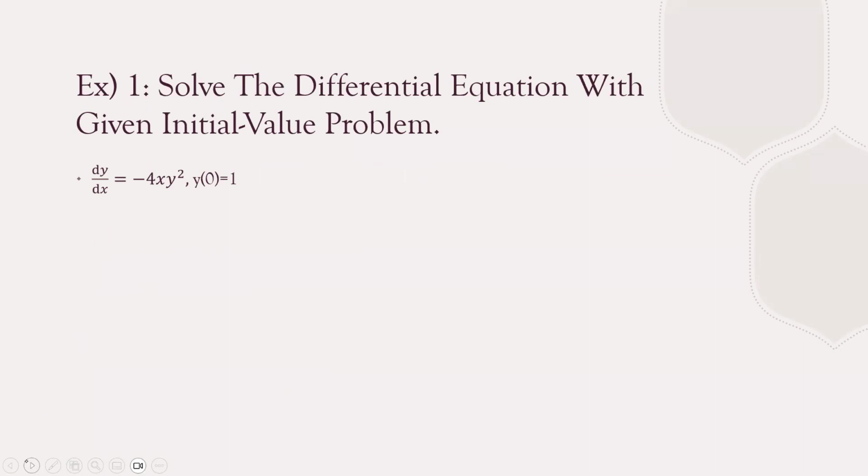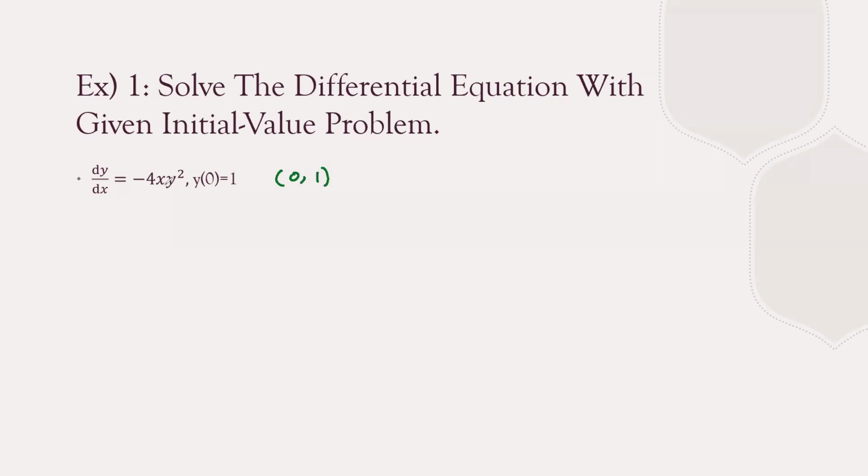Okay, so let's do an example. Example 1 says solve the differential equation with the given initial value problem. We have dy/dx equals negative 4x times y squared, and we have the condition y of 0 equals 1. You can also think of this as 1 over 1 if that helps. So what would I do? First I would check, is it separable? It is. It is in terms of f(x) and g(y).